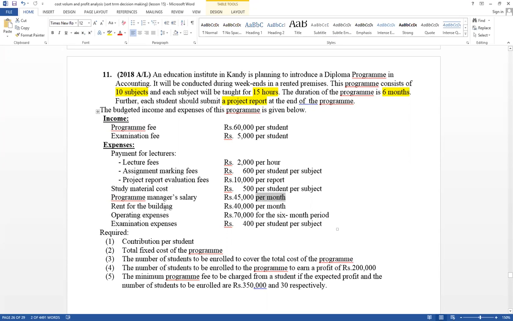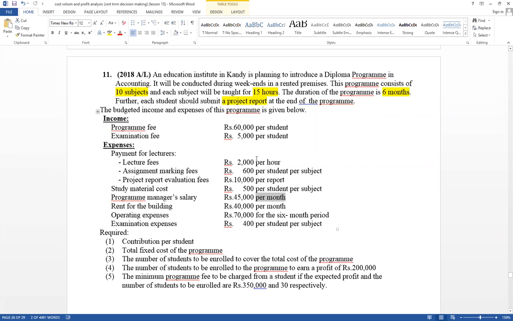Next one, rent for building is also given, 40,000 per month. It is not given per student. That is also not a variable cost. This is a fixed cost, but given as a monthly value, multiplied by 6 months.